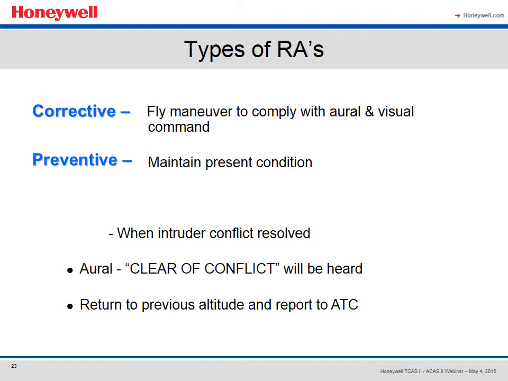Before we discuss the how-tos of resolution advisory maneuvers, we need to remind you there are two types of RAs. Corrective, which means there's some type of physical maneuvering required of the pilot in order to avoid a potential collision. And preventive, which means if the pilot just continues in his present state, the conflict can be avoided. For example, monitor vertical speed or maintain vertical speed, maintain. When the conflict is resolved, an oral clear of conflict will be heard, and the pilot is expected to return to his previous altitude and report to ATC.